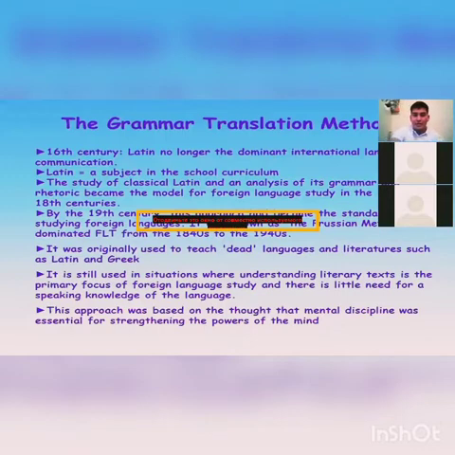By the 19th century, this method was the standard way of studying foreign languages, and it was known as the Prussian method. It dominated between the 1840s and 1940s. So the first use of the grammar translation method was to study or teach dead languages and the literatures of such languages as Latin and Greek.